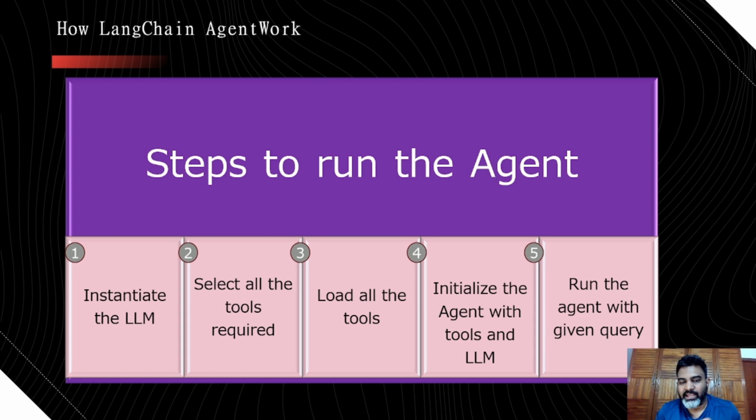Okay, now once the agent is initialized with the help of all the tools which are available to it, and also the kind of LLM it will be using to get the correct response, it will run the instruction which is given to it. Okay, so that would be the fifth step. These are the 5 steps which are required to write any LangChain agent program.